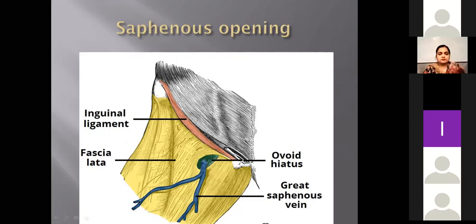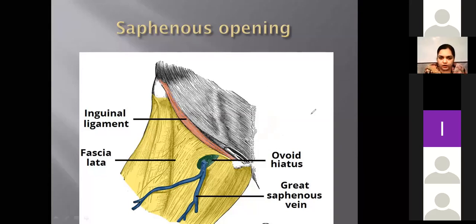So this is the saphenous opening. The inguinal ligament extends from the anterior superior iliac spine to the pubic tubercle. And here we have the pubic symphysis. We can call this the pubic symphysis or the pubic bone, and here the pubic tubercle is located. The pubic symphysis is a cartilaginous part that joins the right and left pelvis. This is the anterior superior iliac spine. And tracing from there, this whole is the inguinal ligament. Okay, this is the inguinal ligament.